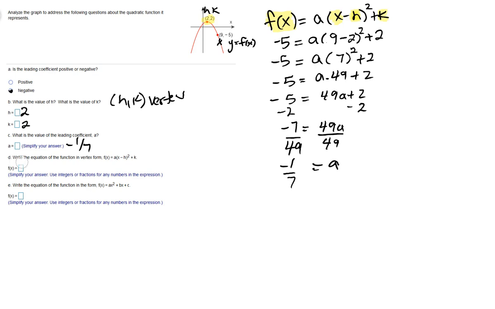The next part says write the equation of the function in vertex form. So vertex form is f of x equals a times x minus h squared plus k. And we're going to fill in the h, the k, and the a that we just figured out. So that's negative 1/7 times x minus 2 squared plus 2. So we have the equation in vertex form.